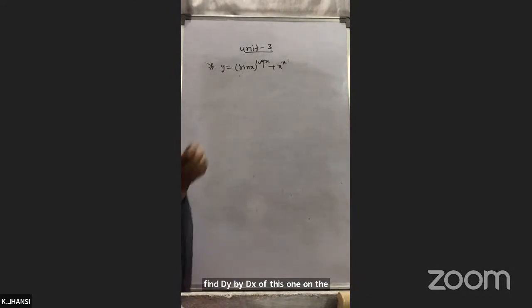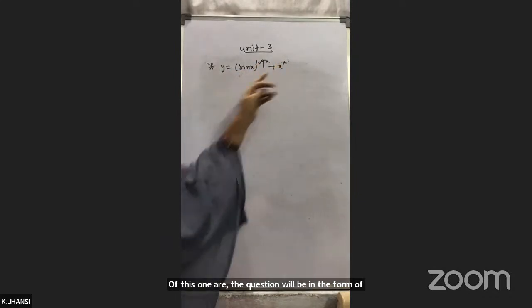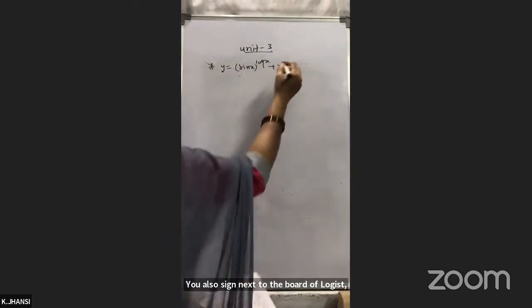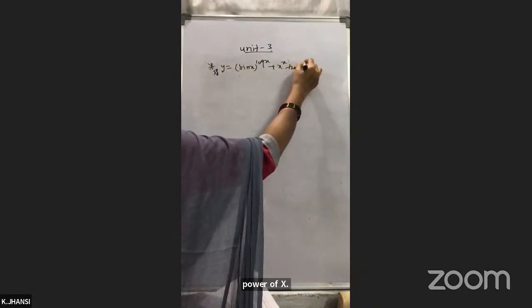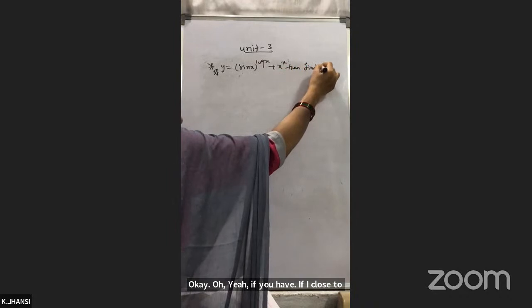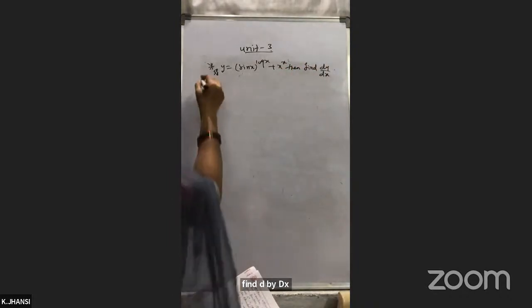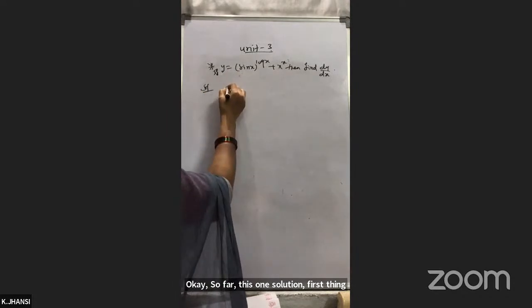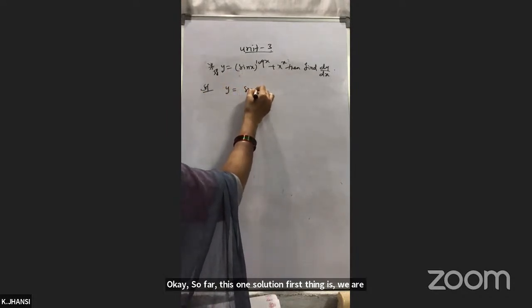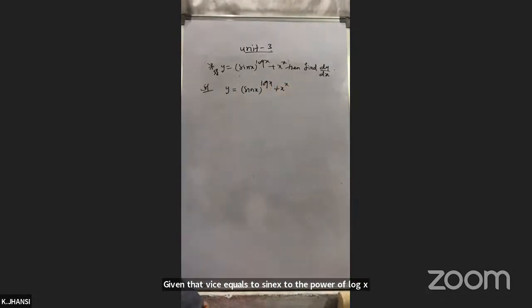Or the question will be in the form of: find the derivative of sin x to the power of log x plus x to the power of x. So if y equals this, then find dy by dx, or the derivative. The question may be in any form. For this solution, first we take y; we are given that y equals sin x to the power of log x plus x to the power of x.